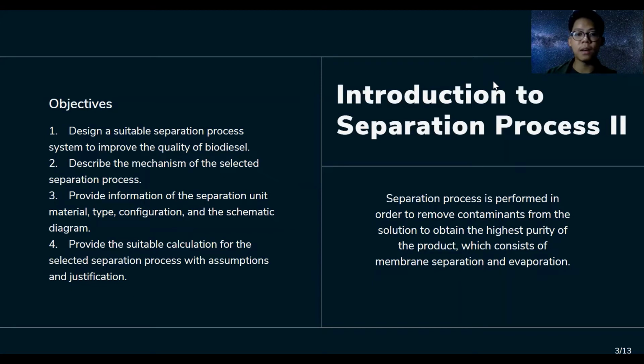And the objectives of this part of the project are: first, to design a suitable separation process system to improve the quality of biodiesel. The second one is to describe the mechanism of the selected separation process. The third one is to provide information on the separation unit material, type, configuration, and the schematic diagram. And the last one is to provide the suitable calculation for the selected separation process with assumption and justification.